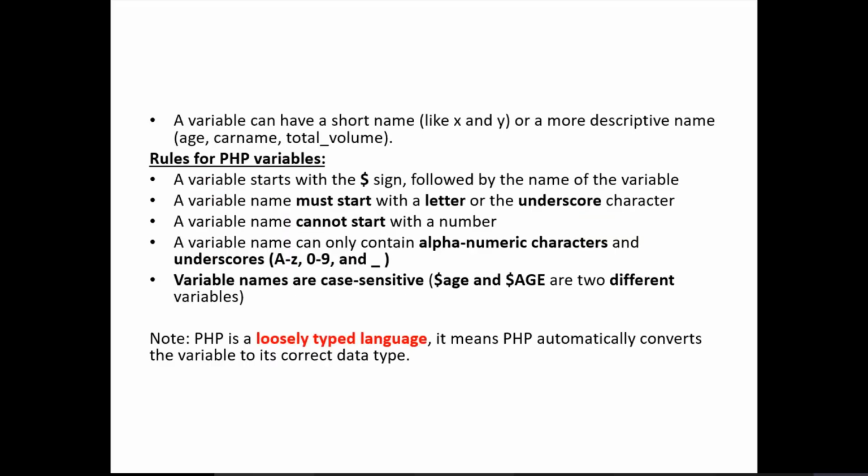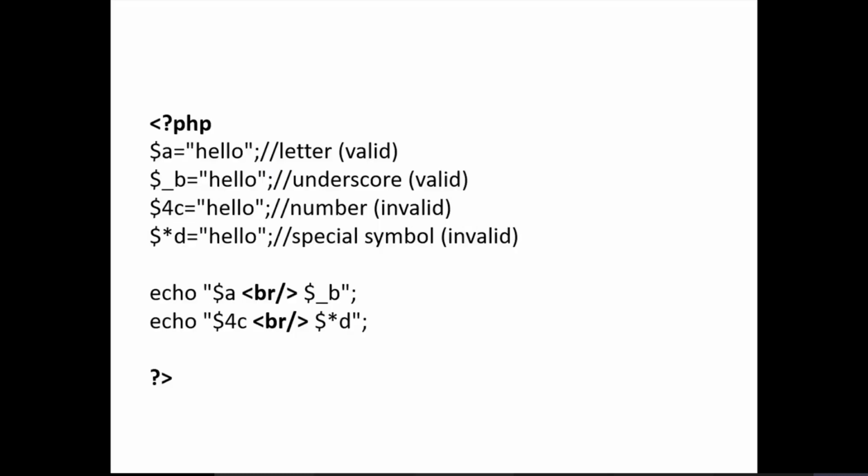Then these are the rules for PHP variables: a variable starts with a $ sign. It must start with a letter or an underscore, and cannot start with a number. Underscores and alphabetic characters are allowed. And variables are case sensitive, which we have all covered. So this shows which variable uses are valid and which are not valid.